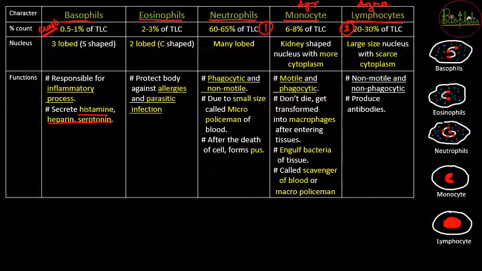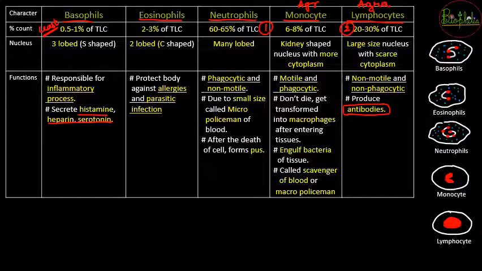Now lymphocytes. Lymphocytes are non-motile and non-phagocytic. They are not going to engulf anything, but instead they produce antibodies. These antibodies help provide signals for phagocytic cells like neutrophils and monocytes. They signal that see, here is an antibody and antigen reaction happening. So these cells, neutrophils and monocytes, are going to come for engulfing the foreign entity. So that is the work of lymphocytes.